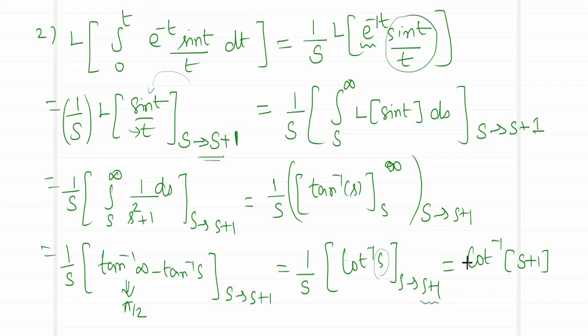And what is outside already? We have a 1 by s. So this completes the action of all the three components: 0 to t, e power minus t, and division by t. The three rules which we saw as properties earlier got applied. Integral means replace it with 1 by s. Exponential means shift it by a units. Division by t means integrate from s to infinity. So apply all the three properties which we have learned one after the other in a hierarchical way and try to get your answer. Thank you.